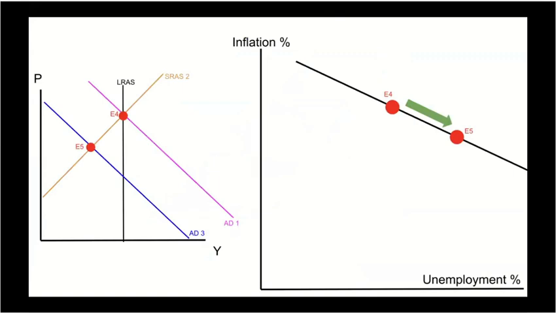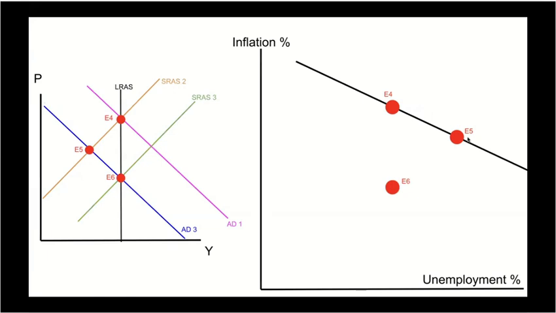So if we look at this in terms of the Phillips curve, we started off with E4, that's where we left off last time. For E5, it's at a lower output rate, so that means unemployment is at a higher rate, but also the price level is lower. So that corresponds to the rule of the Phillips curve, where inflation and unemployment rate have an inverse relationship. And so it's just a movement along that curve.